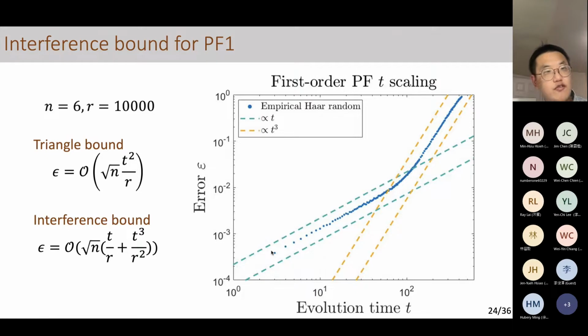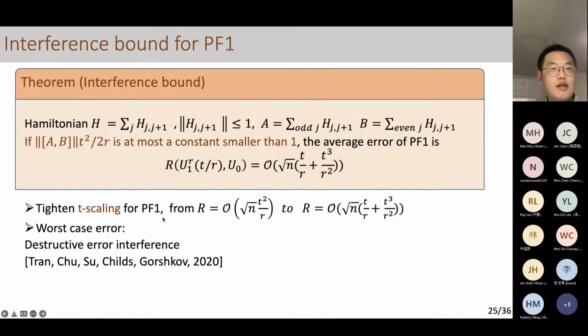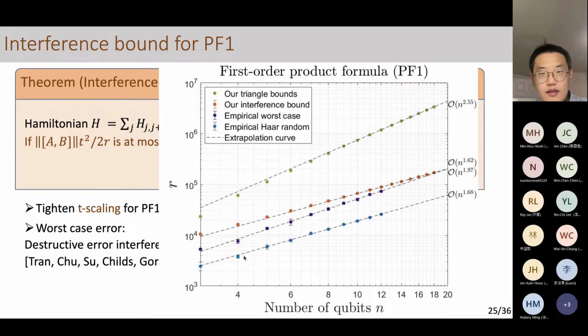Now let's see a more formal expression for this interference bound result. If the Hamiltonian is the Heisenberg model, and A is the odd terms, B is the even terms, if an additional assumption is satisfied, then we could show that the average error has this scaling. The same phenomenon also happened in the worst case error analysis, in the Trotter error interference paper. Here we found a similar thing in the average case error analysis. After this revision and tightening, this orange one is the tightened bound, called the interference bound. So this scaling could match that of the empirical Haar random result very well.